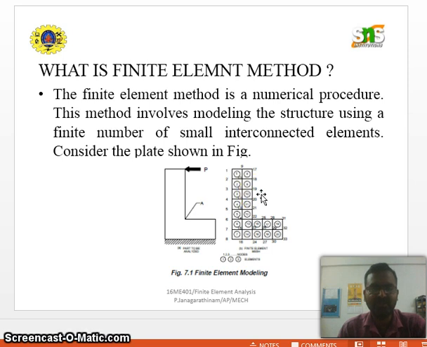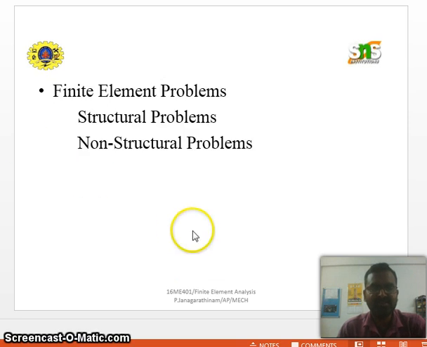First, we have to subdivide into a number of elements, which means we can divide the L section into smaller elements. This is the finite element modeling. Next, these are the finite element problems, either structural or non-structural problems, either linear problems. A structural problem means we can solve either one-dimensional or two-dimensional problems. One-dimensional problems are the bar element, beam element and truss element, and the two-dimensional structural problems are CST elements and axisymmetric problems.